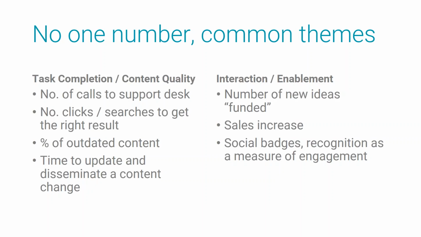There's task completion and efficiency, so the users get something done more quickly than they did before, or there's an aspect of content quality. So again, reducing risk usually is what content quality is about. So things like the number of calls to support desk, very easily measured, number of clicks or searches to get the right results, time to update and disseminate a content change, all pretty common metrics that apply to almost anybody in some way or another. And then we would need to define more for your specific situation.